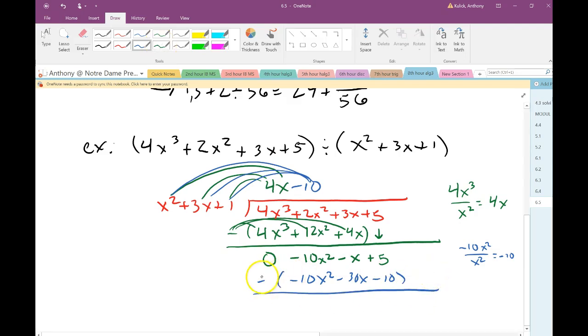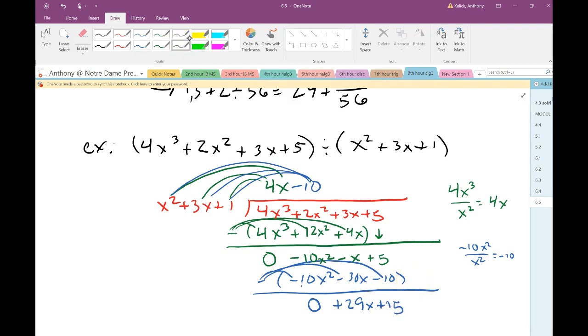So remember, when we do that subtraction, that negative has to distribute to all the pieces. So negative 10x squared minus negative 10x squared is the same as negative 10x squared plus 10x squared. That's 0. Negative x minus a negative 30x, the same thing as negative x plus 30x, so that's positive 29x. And we have 5 minus a negative 10, that's the same thing as 5 plus 10, that's 15.